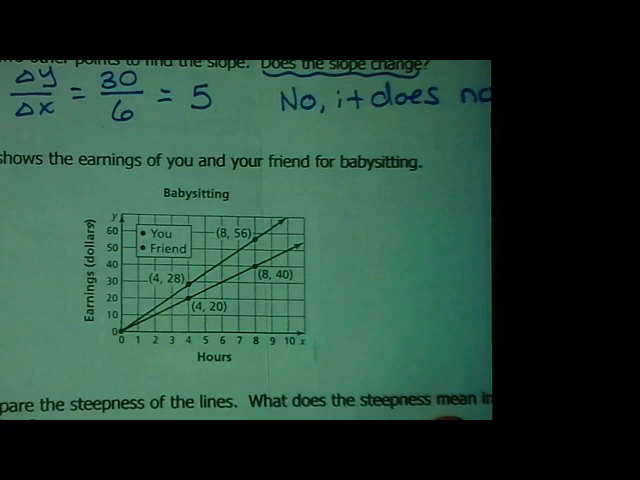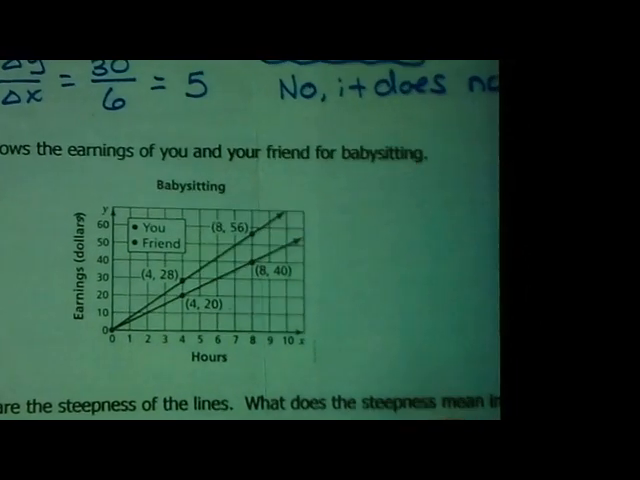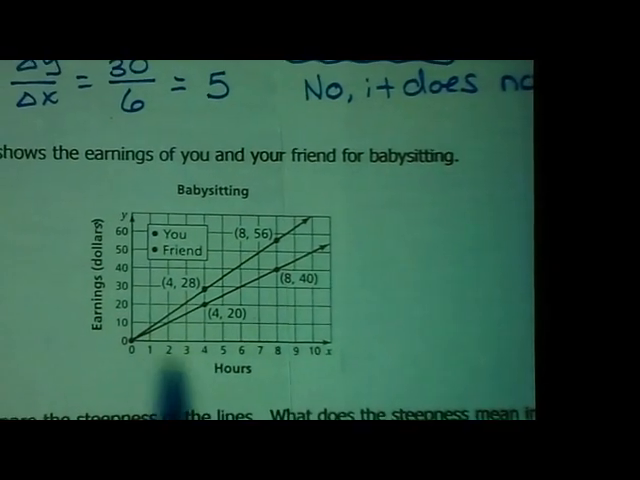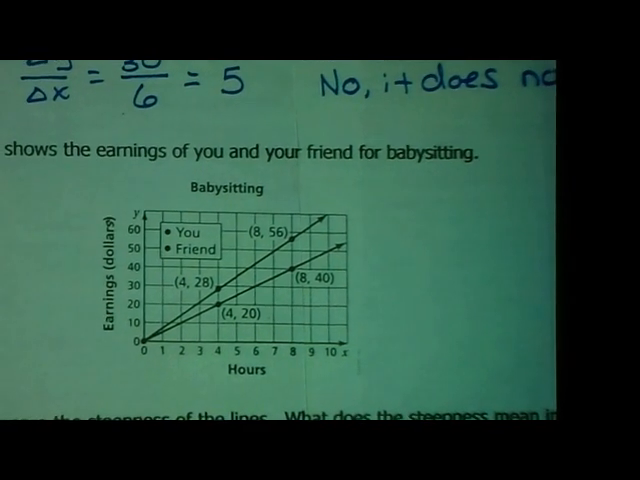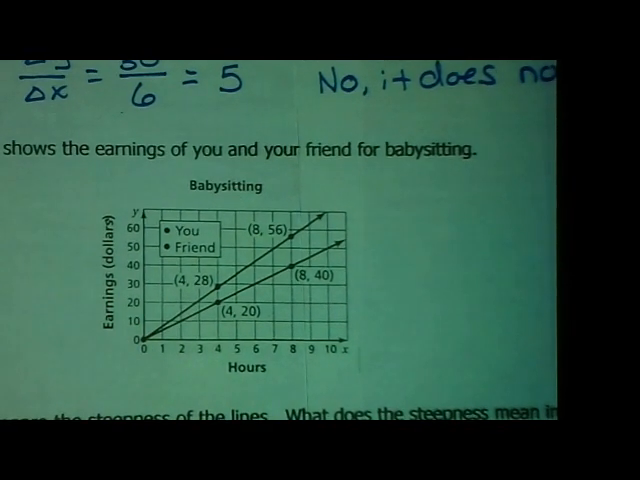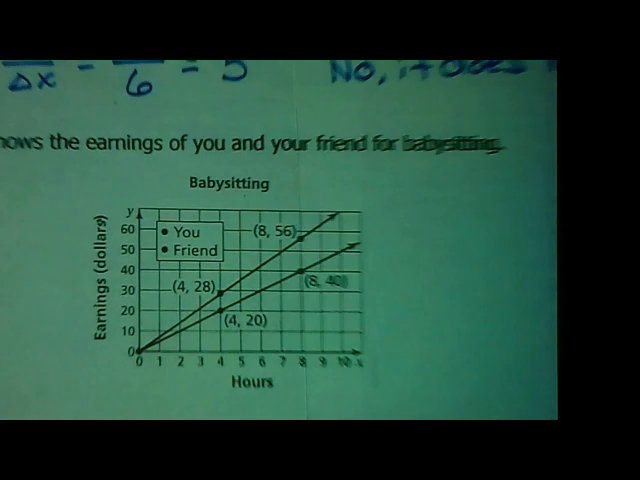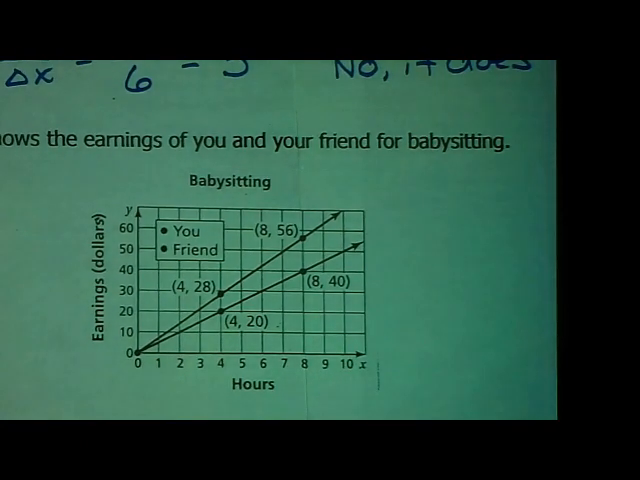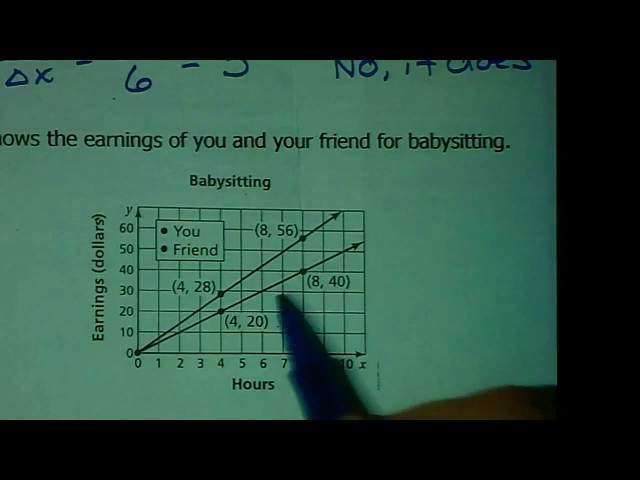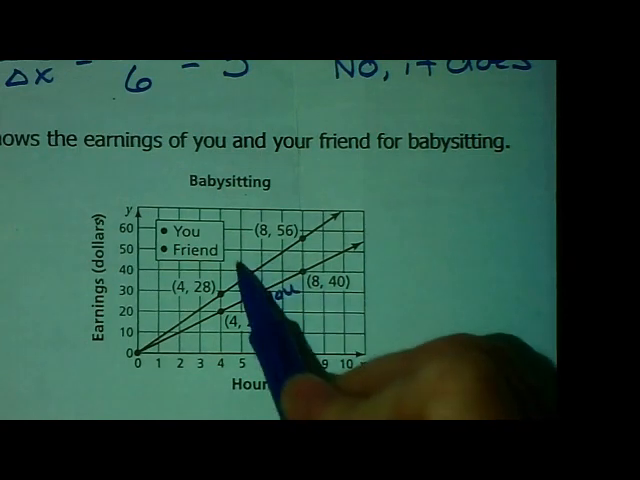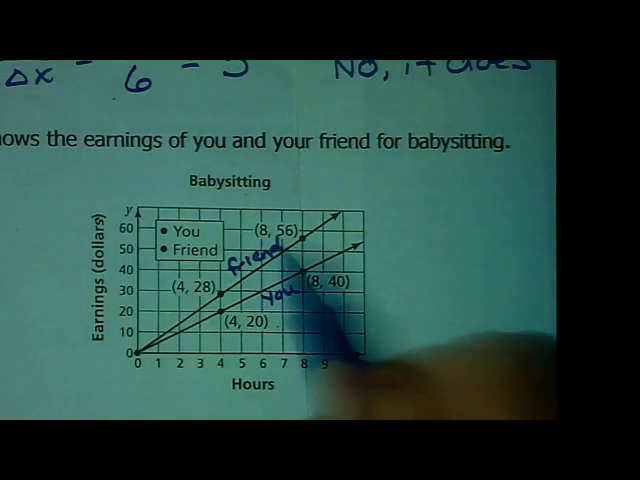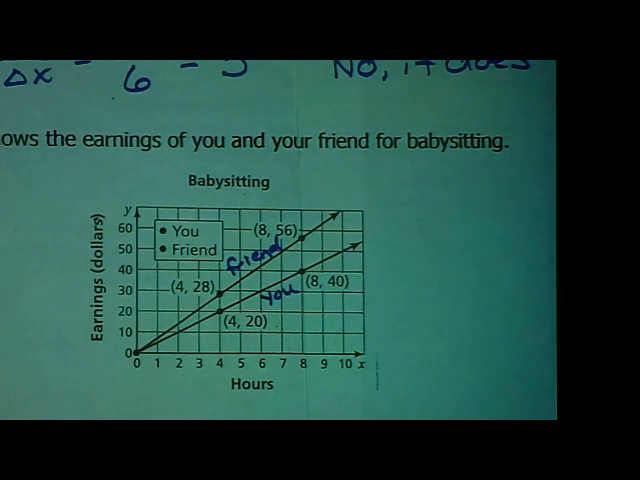This graph shows the earnings of you and your friend for babysitting. Notice still hours along the x-axis, dollars that you've earned along the y-axis. Little difficult to tell which is which, but I think this one's in your book, so I'm sure the two lines are color-coded, but you'll notice that this original line down here, this one's you, and this one's your friend. So if you need to plop that down on your notes, that's okay.